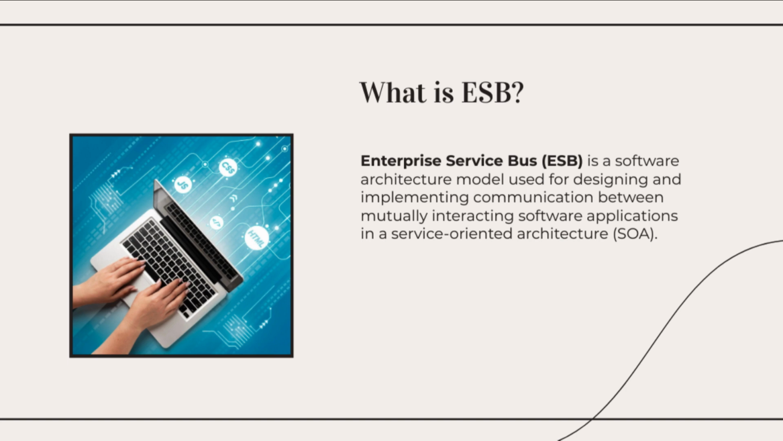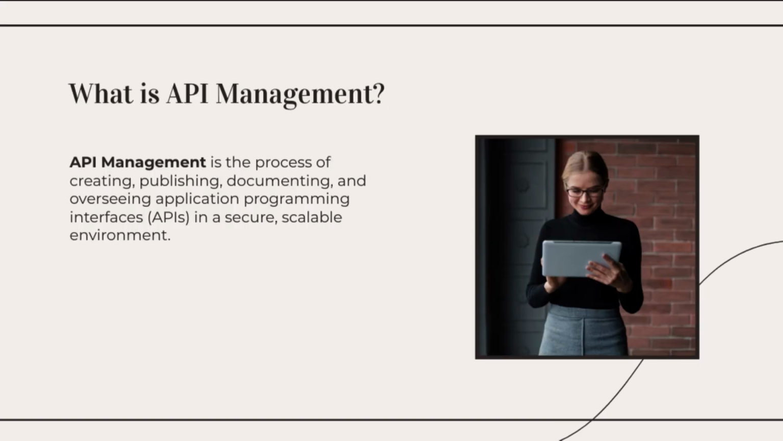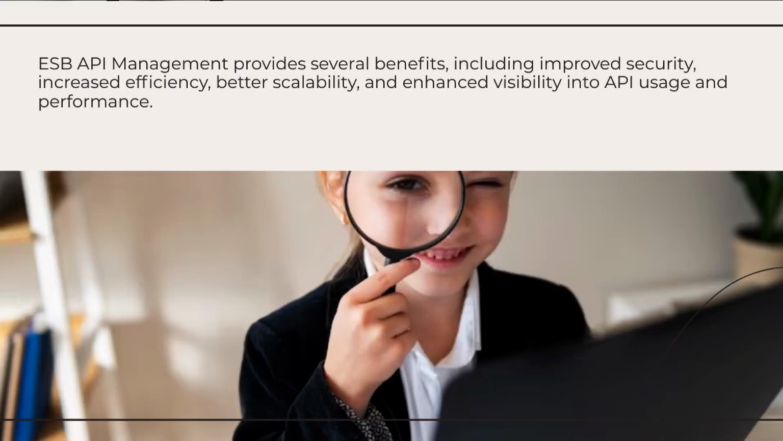3. Secure APIs effectively. Implement robust security measures to protect your APIs and sensitive data. Utilize authentication mechanisms such as API keys, OAuth, or JWT to ensure authorized access. Implement encryption for data transmission and storage. Apply security policies like rate limiting, IP whitelisting, and request validation to protect against malicious activities. Regularly update and patch your ESB API Manager to address security vulnerabilities.